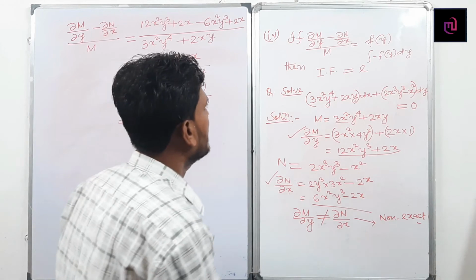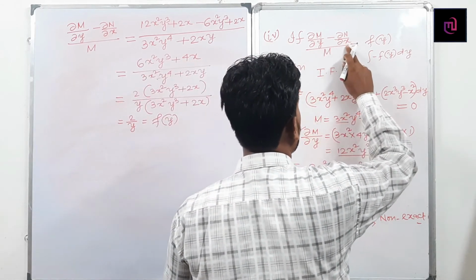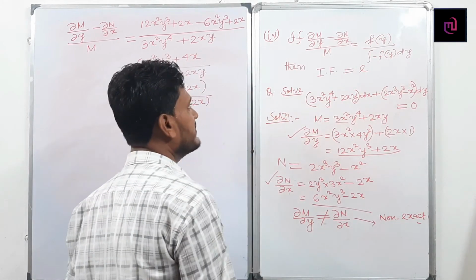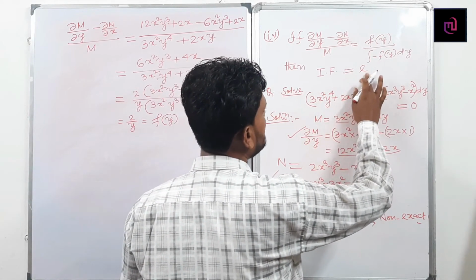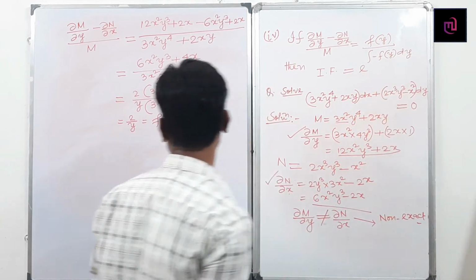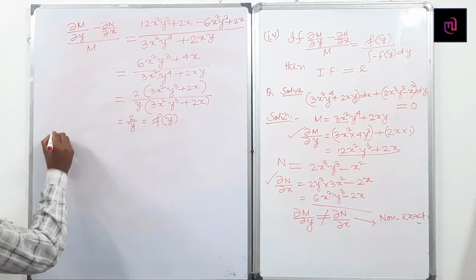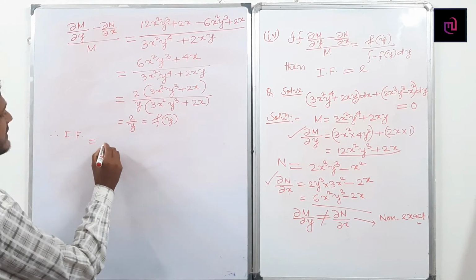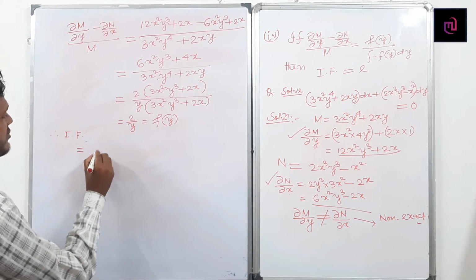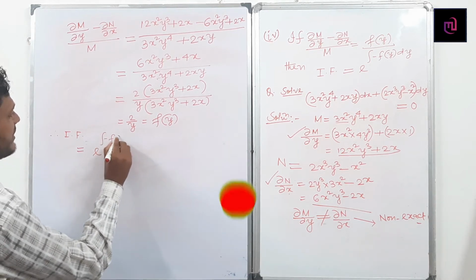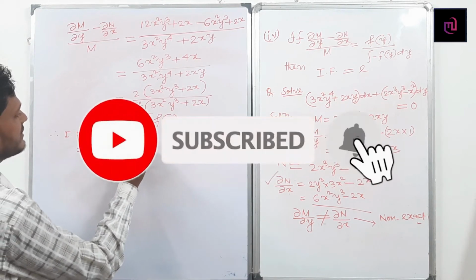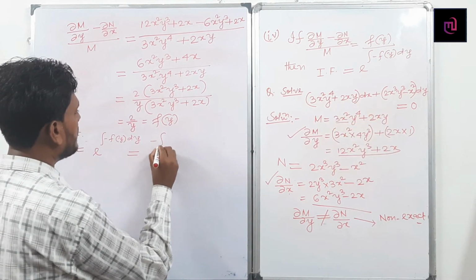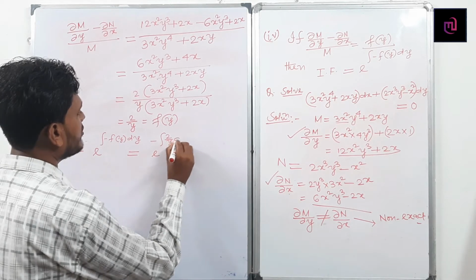Here I have written, if del M by del y minus del N by del x whole divided by M becomes a function of y, then what is the integrating factor? Integrating factor equals e to the power integration of minus f(y) dy. So integrating factor becomes e to the power minus integral of f(y), that means 2 by y, dy.